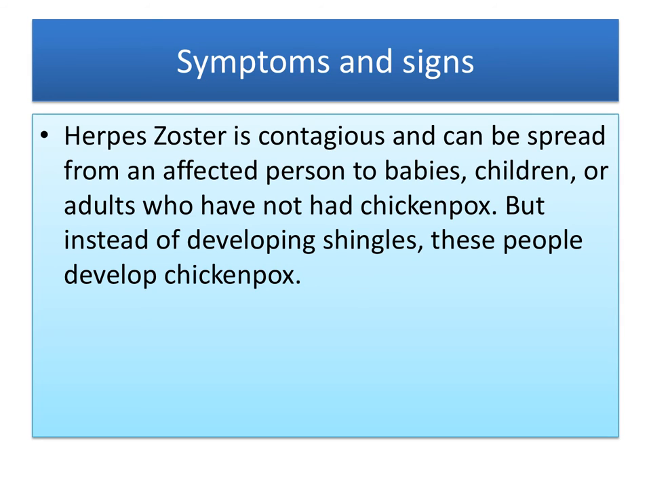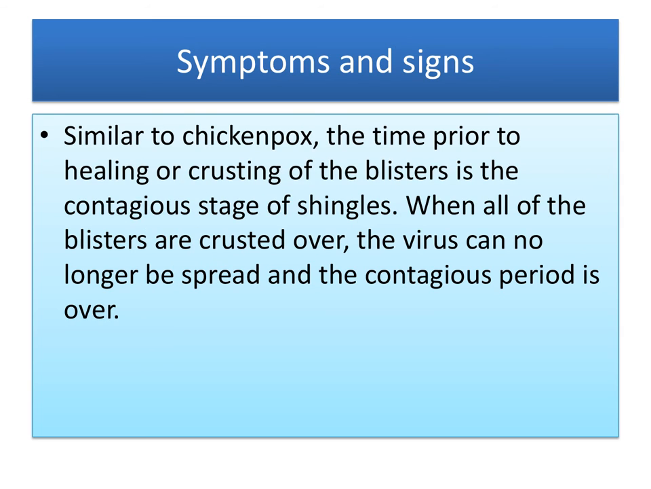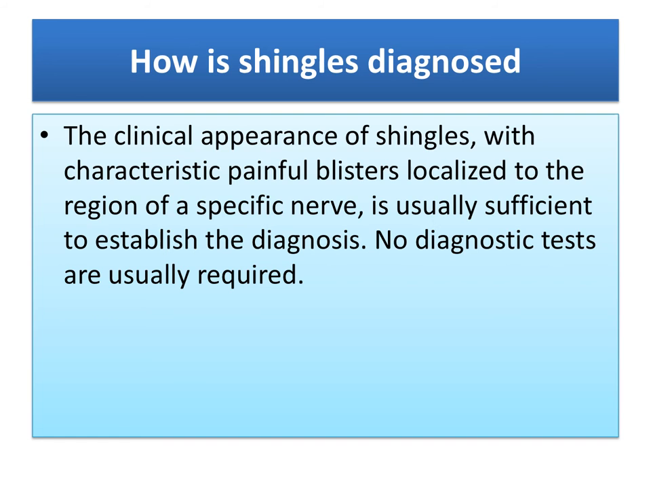Herpes zoster is contagious and can be spread from an affected person to babies, children, or adults who have not had chickenpox. But instead of developing shingles, these people develop chickenpox. Similar to chickenpox, the time prior to healing or crusting of the blisters is the contagious stage of shingles. When all of the blisters are crusted over, the virus can no longer be spread and the contagious period is over.